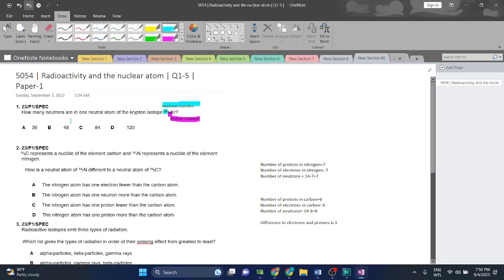Question 1. How many neutrons are in one neutral atom of krypton isotopes? They're asking for how many neutrons there are in one atom of the krypton isotope. They have given us the nucleon number, which is 84, and the proton number, which is 36. So how do we get the neutrons? The neutrons will be calculated using the nucleon number minus the proton number.